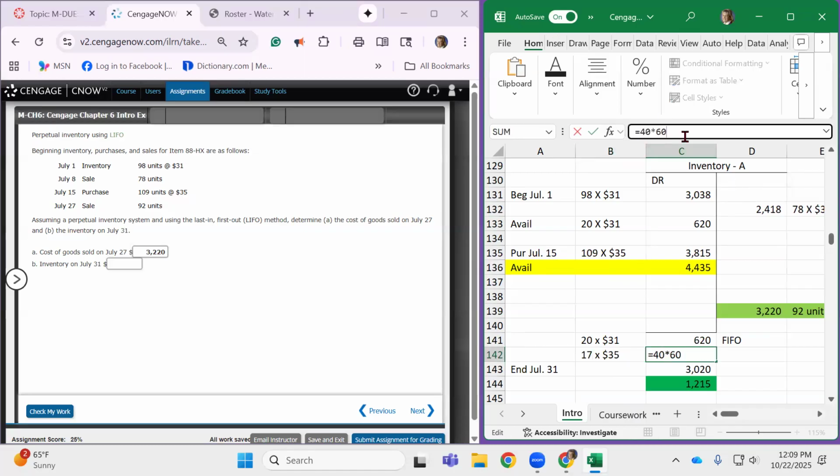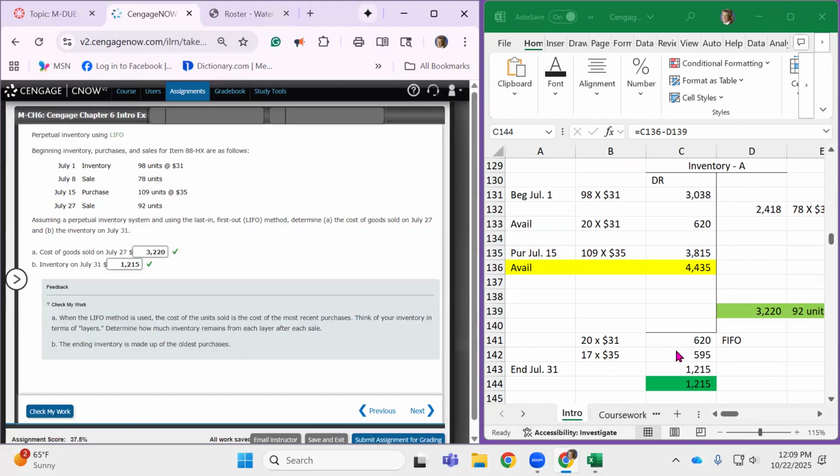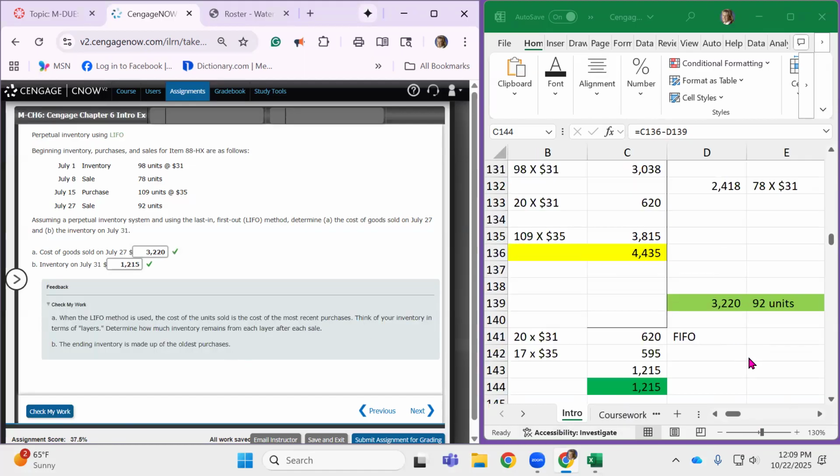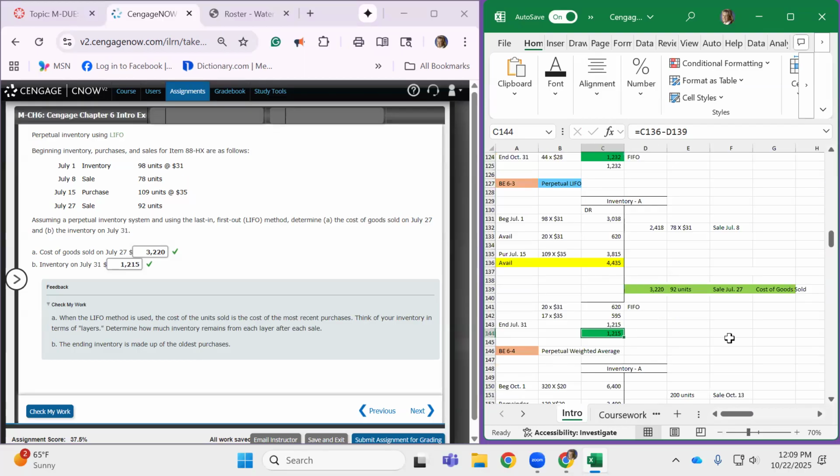Okay, so I will do the math here. 17 items times 35 is $595. And if you add these two numbers together, the ending inventory is $1,215. Okay, let's see if I got it. Okay, I think so. If you're lost, maybe you ought to try drawing some T accounts and following along with what I'm doing here, if you can.